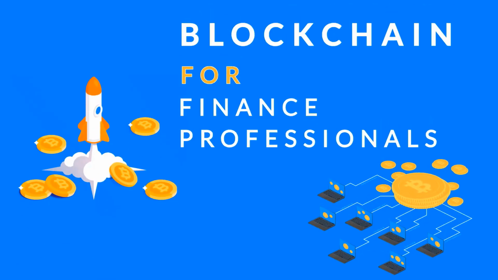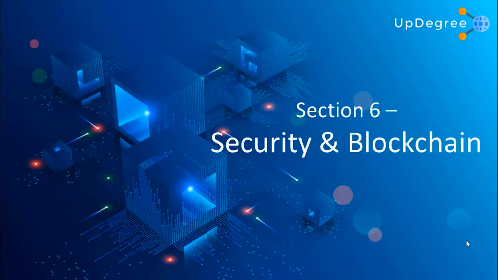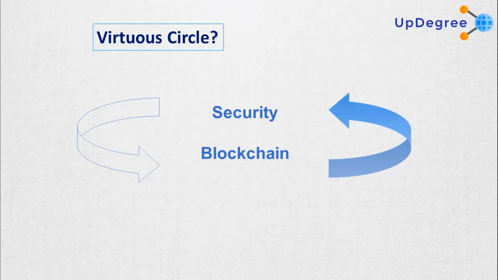Hello, in this session, let's discuss the blockchain security aspects. We'll also see how blockchain enables security. Let's start then. So let us understand the next section, how blockchain can be enabling security, mainly information security and cyber security. So it's a virtuous cycle. You have security, it includes blockchain. Let's see how it happens.